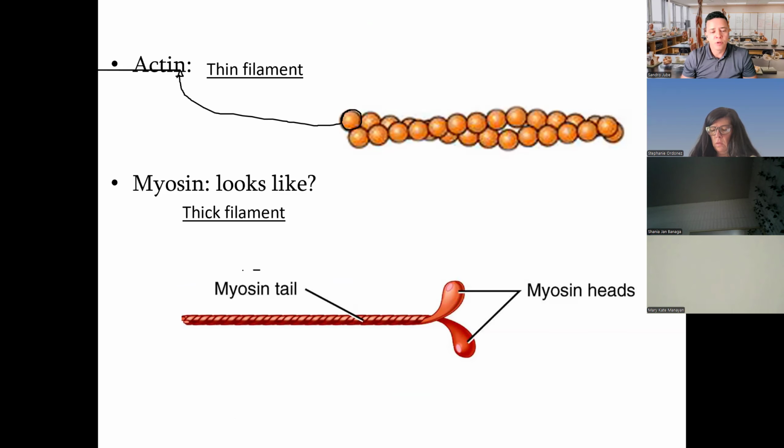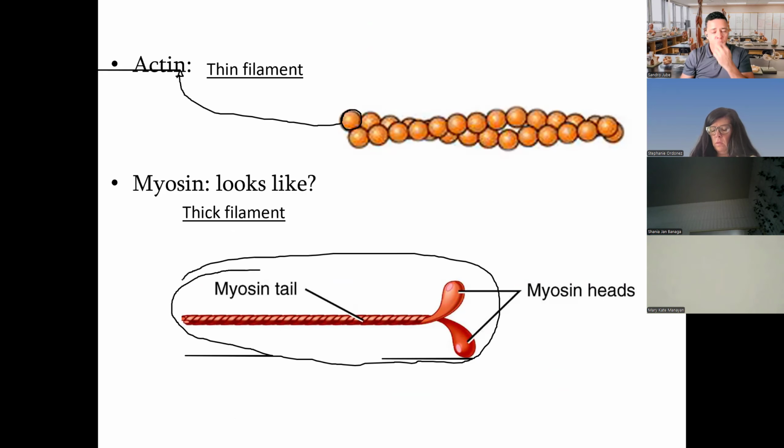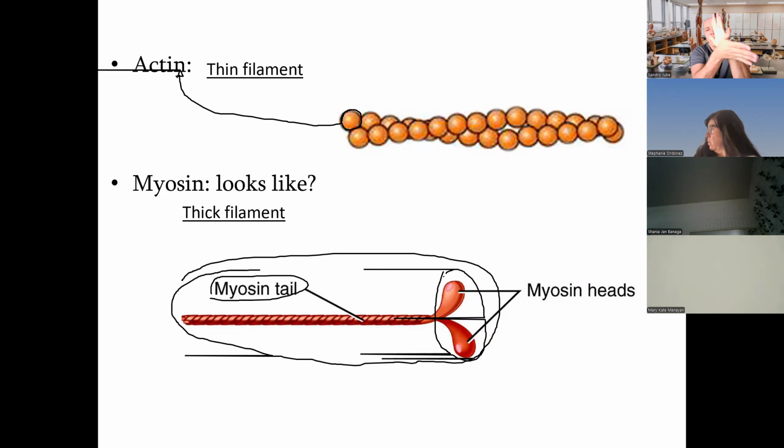And this myosin protein is quite unique in the way that it looks here. Everybody look up. The myosin protein has a tail, what we call the myosin tail, and it has a head. In fact, it has two heads right here, what we call the myosin heads. So imagine it's like a golf club with two heads to it, just like that, okay?